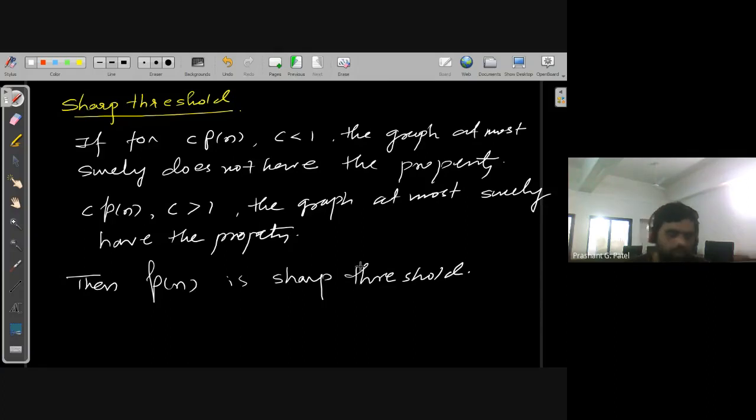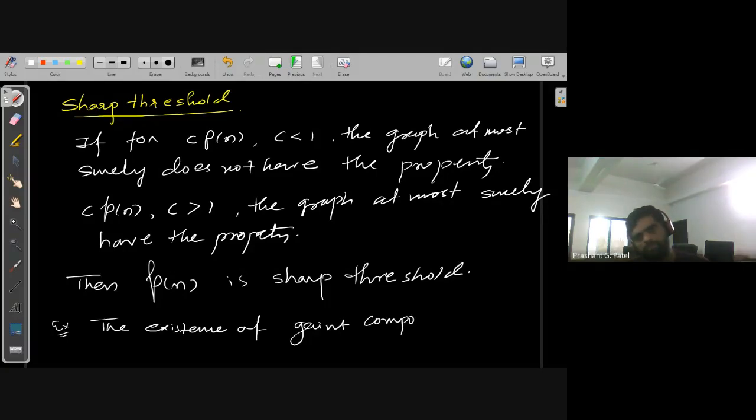For example, existence of a giant component has a sharp threshold at 1 by n. That is an example.